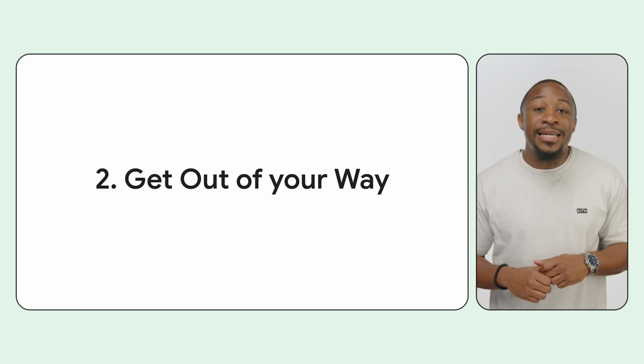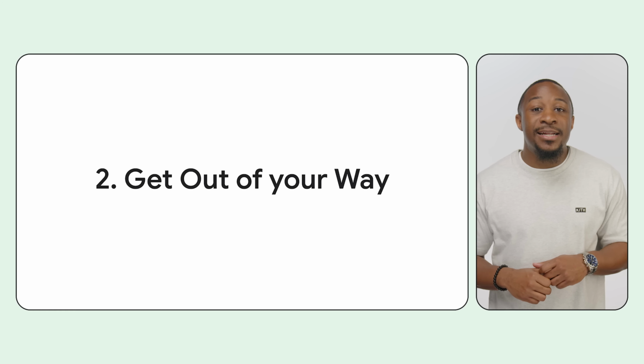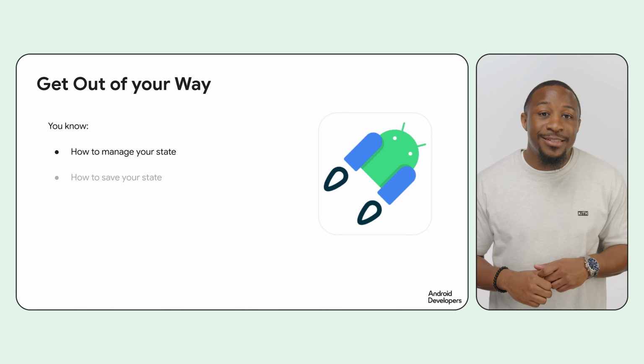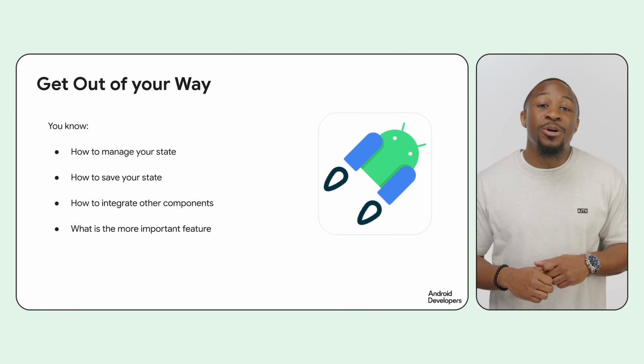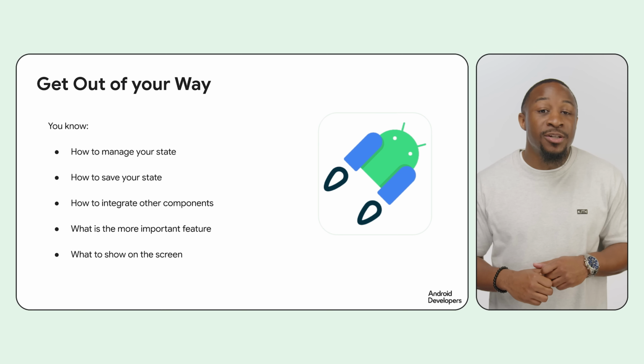2, getting out of your way. If there is anything that we learned by studying the navigation ecosystem, it is that you, the user, know what you need. You know how you want your state to be managed. You know how you want your state to be saved. You know which components you want to integrate with. You know what is your most important feature, and you know what you want to show on the screen. Sure, we can give you some helpful options and suggestions, but it should be easy to replace our opinions with your own.